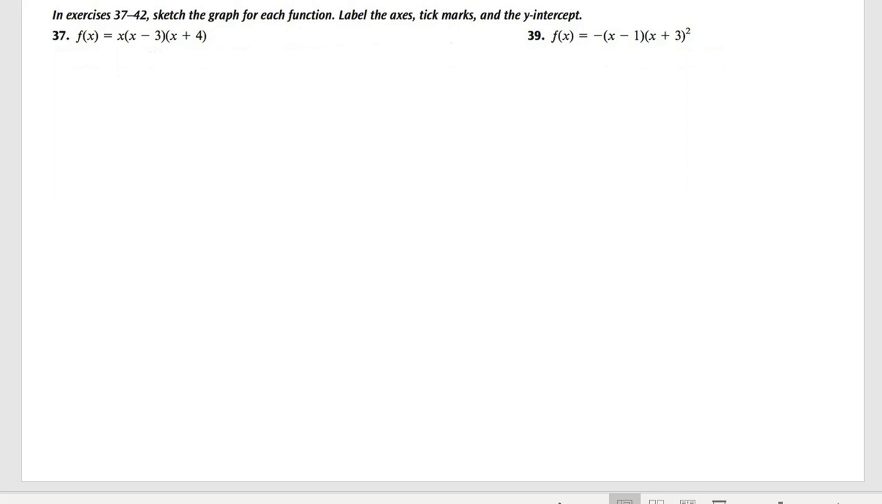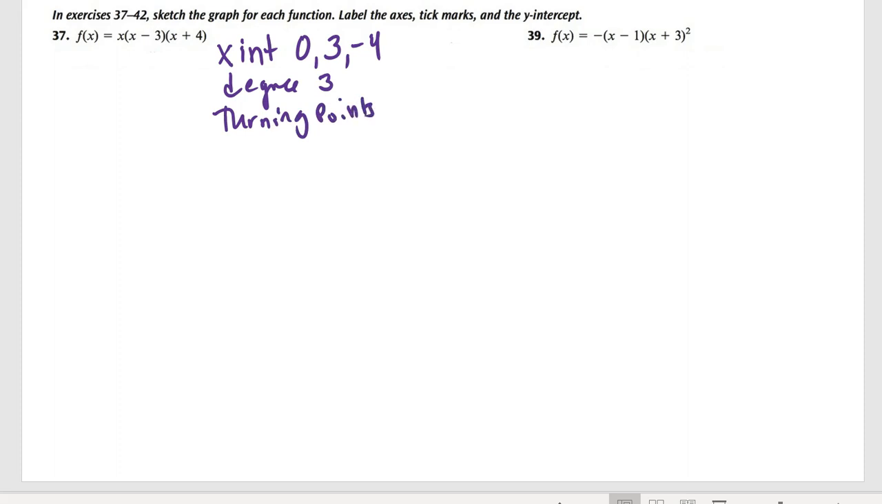For these problems, we're just seeing if we understand, if you're given the equation, what the graph would look like. So let's just talk about these. We know from this that our x-intercepts, our zeros, are going to be at 0, 3, and -4. We also know that the degree will be 1, 2, 3. So our degree will be 3 for our polynomial. Okay? That means we're going to have 2 turning points.